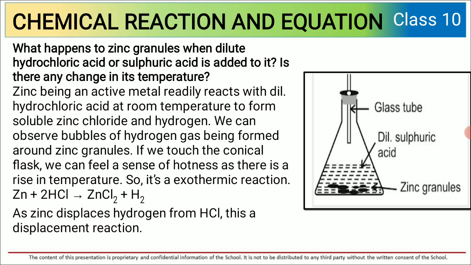Let's see the reaction. Zn + 2HCl gives ZnCl2 + H2. That is, zinc plus hydrochloric acid gives zinc chloride plus hydrogen gas. As zinc displaces hydrogen from HCl, this is a displacement reaction.